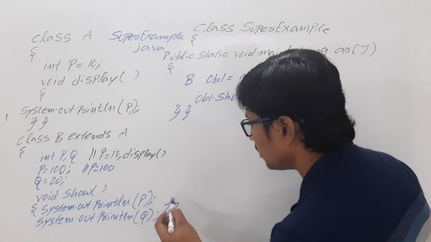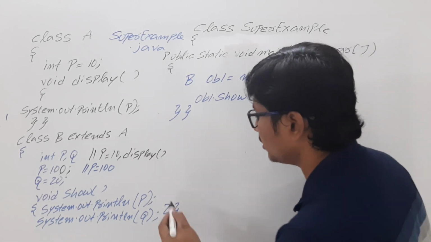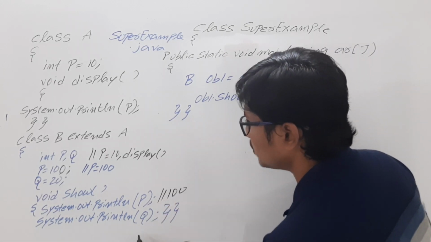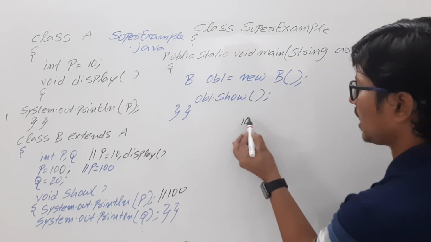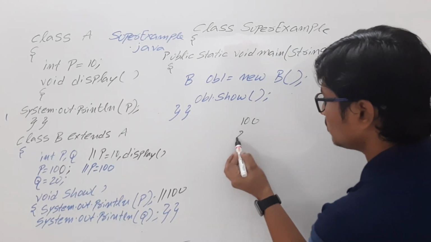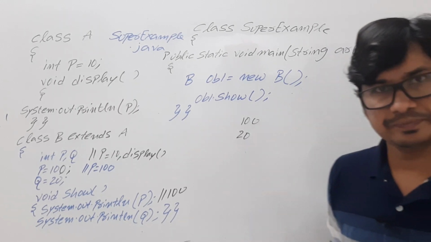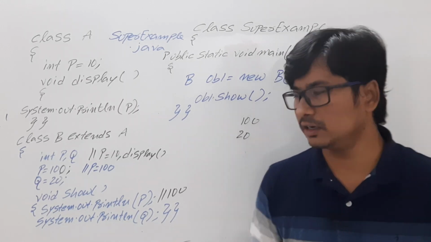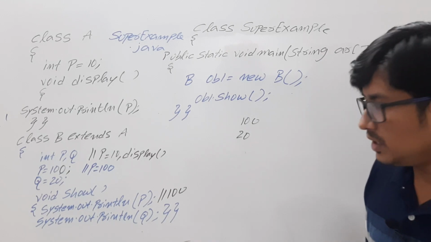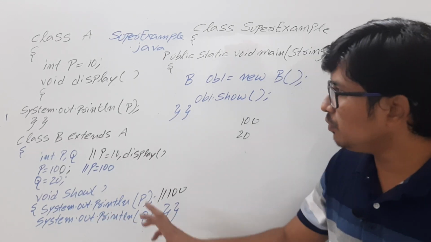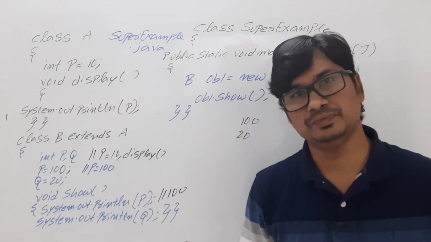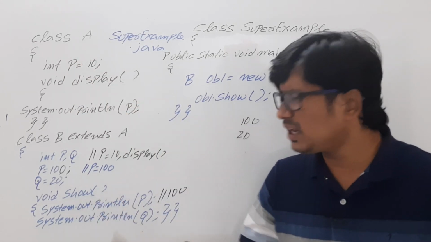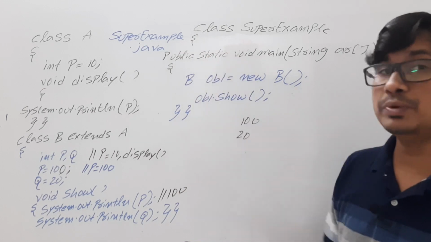It will display the value as 100 for you. And here it will display only q value, which is 20. So this program will give the output as 100 and then it will give the output as 20. Are you able to understand it or not? Now what I want to do, in the show method, even I want to display the p value 10 also. Am I right? So how can I do it with the help of the super keyword?